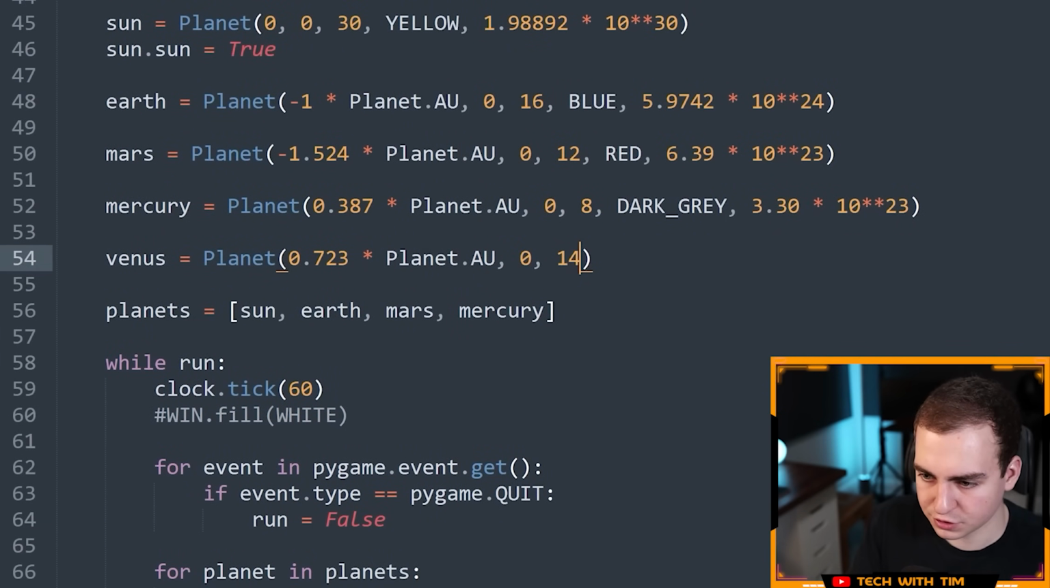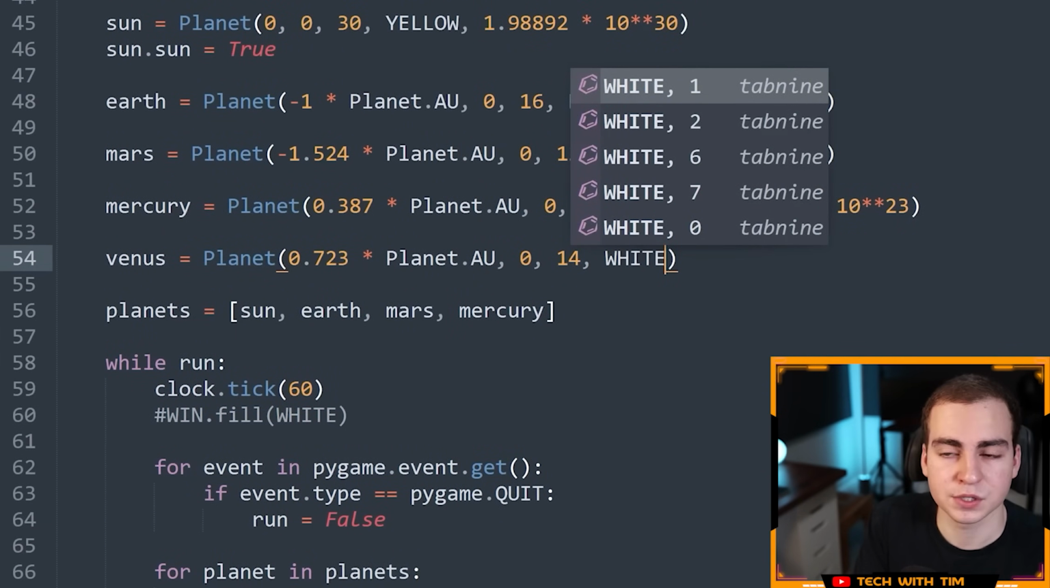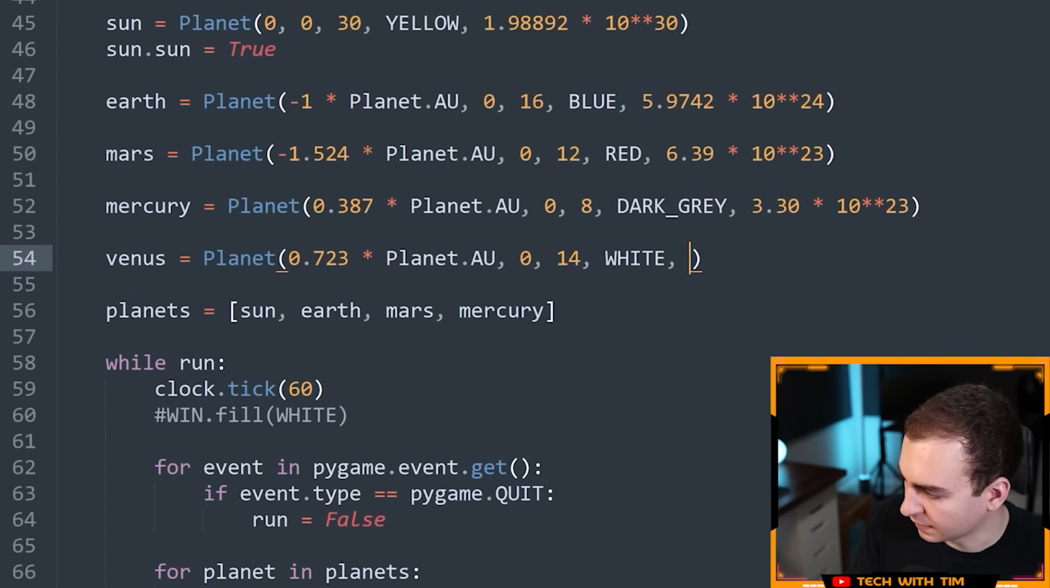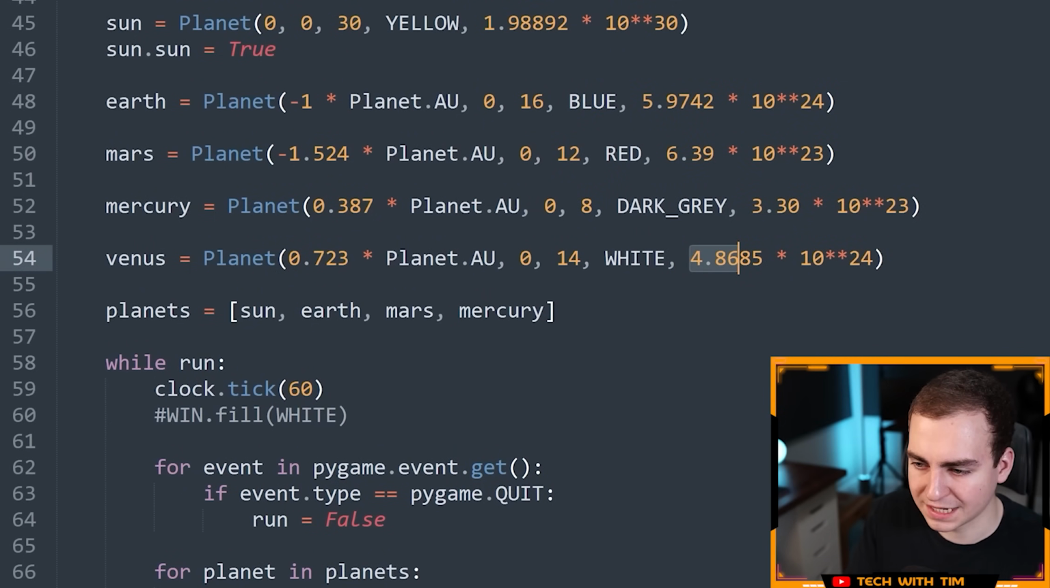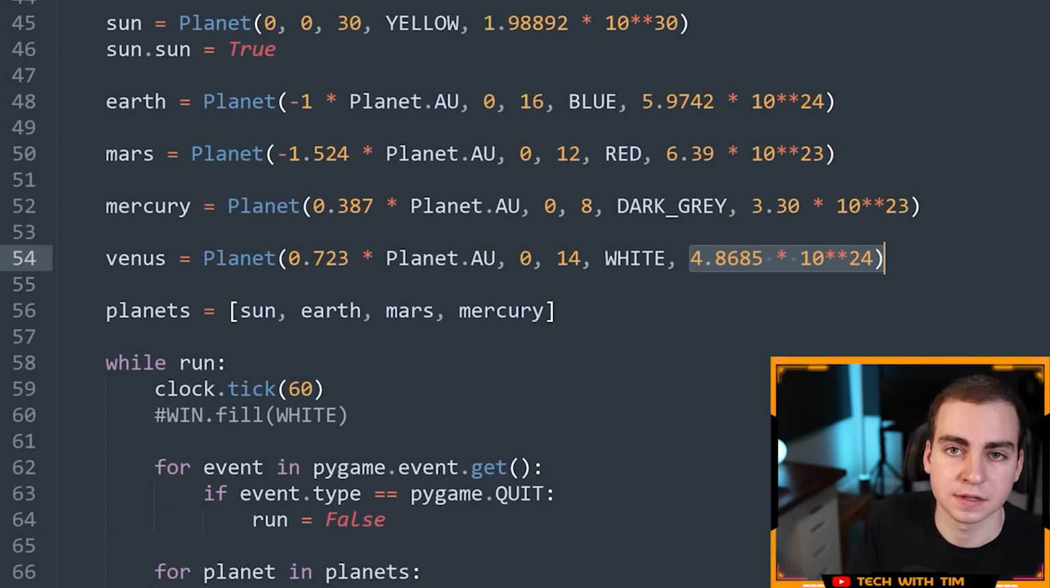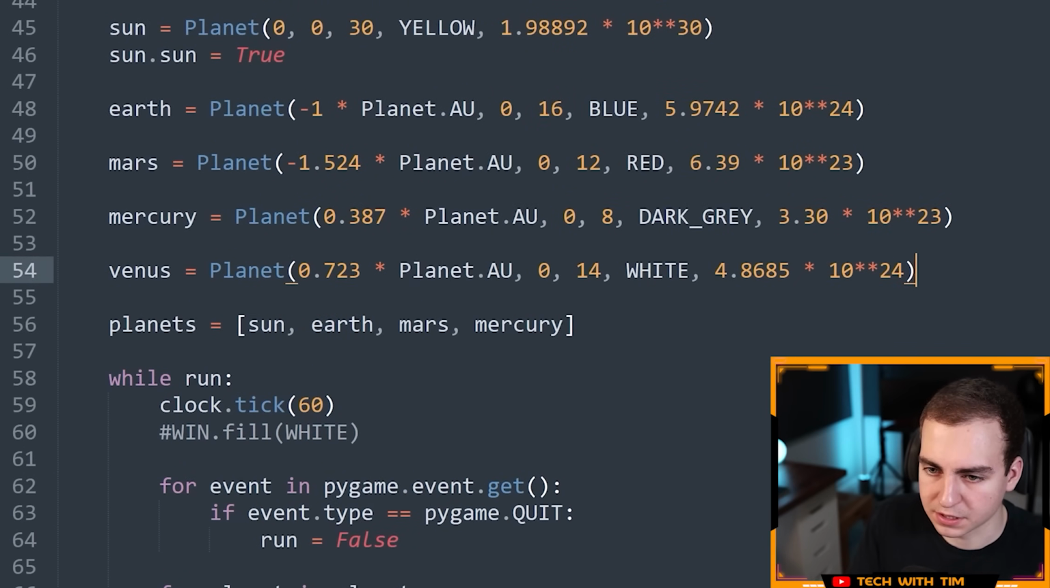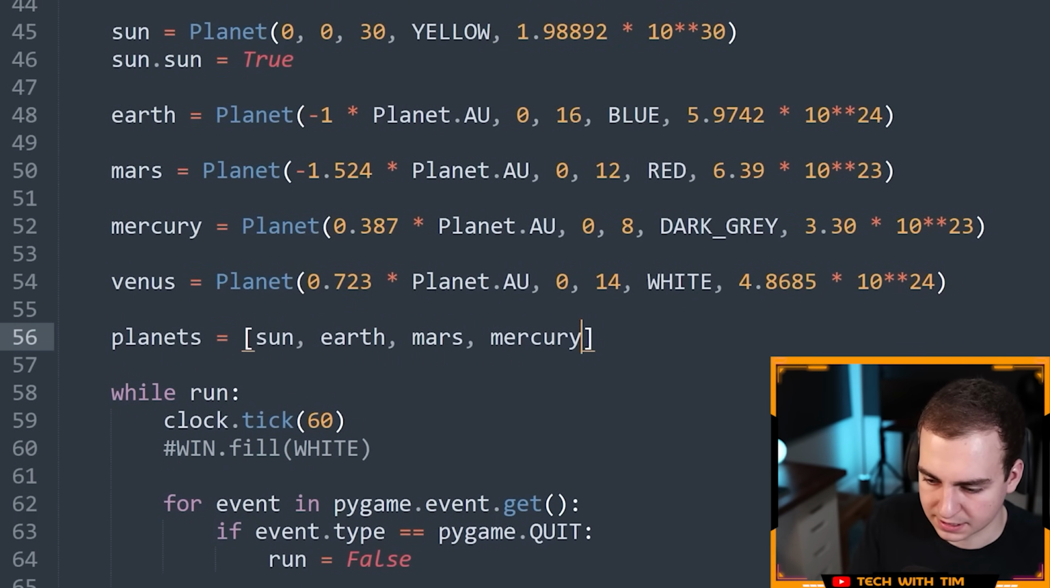Okay, so planet.au, we're going to have 0. This is a little bit larger, so we're going to go 14. The color of this will just be a regular white. And then the mass is going to be this. Let me copy it in. 4.8685 times 10 to the exponent 24. Okay, let me zoom in so you guys can read that a little bit better. Let's now put Venus in the list.